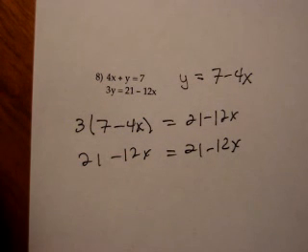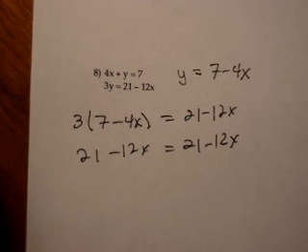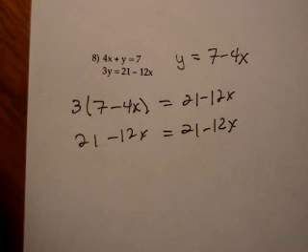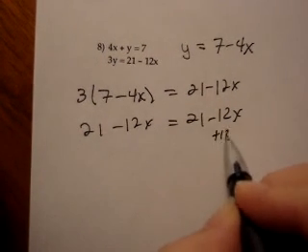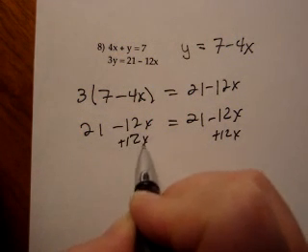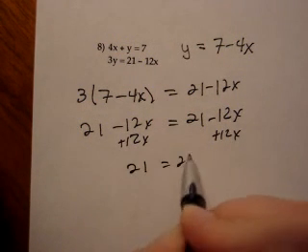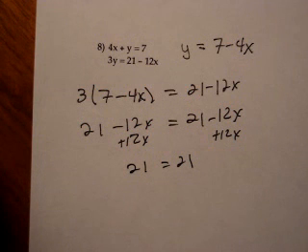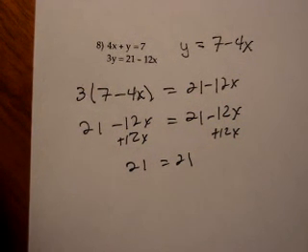So I get 21 minus 12x equals 21 minus 12x. Hey, that's identical on both sides. That's called an identity. That is always true no matter what, because it's exactly the same. You can keep going if you want and add 12x to both sides, and you see that you get 21 equals 21, which is true. So that means this system has infinitely many solutions.